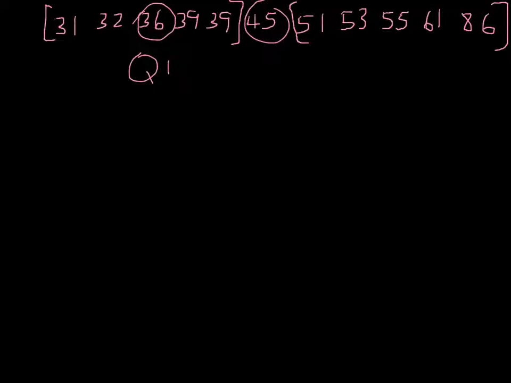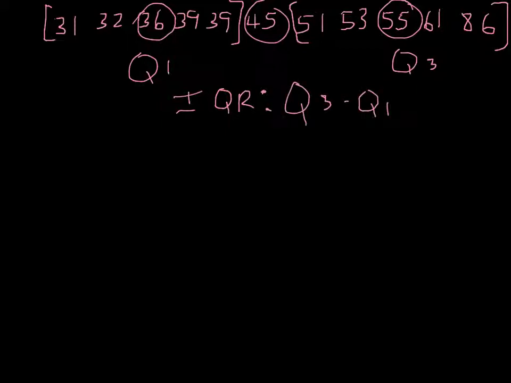That's going to be 36. The median of the upper half is going to be quartile 3, and that's going to be 55. Then you need to find the interquartile range, which on a box and whisker plot would be the length of the box, but it's basically quartile 3 subtract quartile 1. So that's going to be 55 minus 36, which is going to give us 19 for the interquartile range.